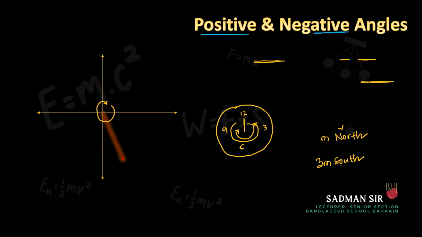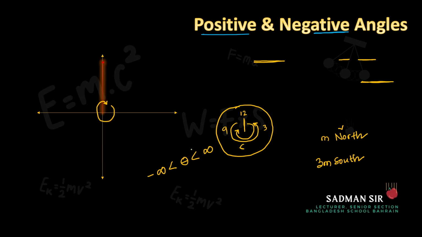We can complete 1 rotation, 2 rotations, 3 rotations, 100 rotations, and for each rotation we are going to add 360, 360, 360. So it can go up to infinity in the positive direction, right? But what if the ray is rotating in clockwise direction? Then what will happen? In clockwise direction also, it can rotate as many times as it wants, right? So in that case, in negative direction also, we can go up to infinity. That is why the range of trigonometric angle is from -infinity to +infinity.